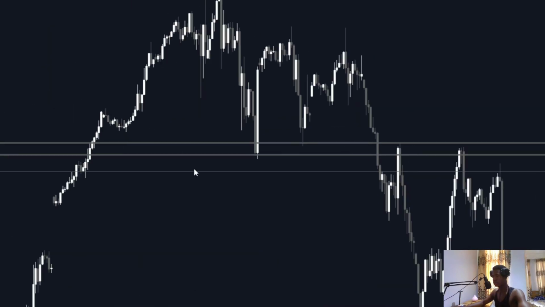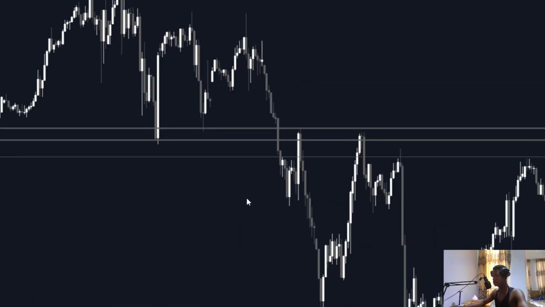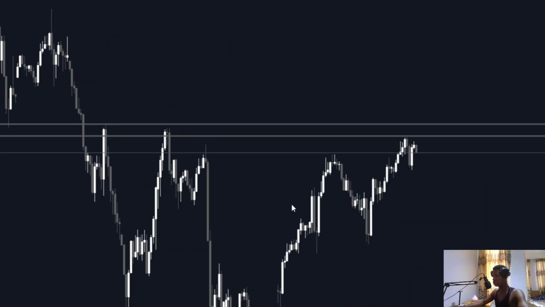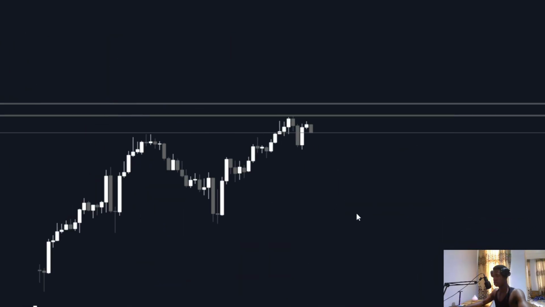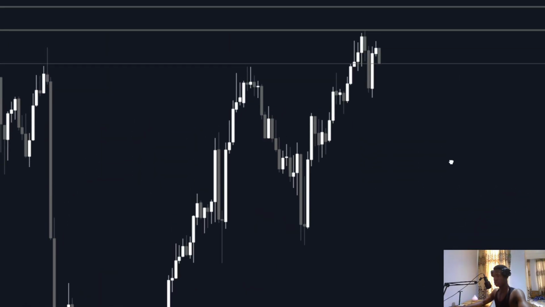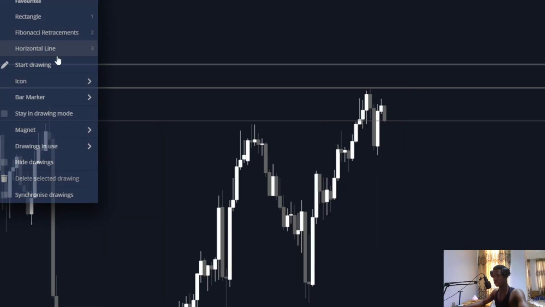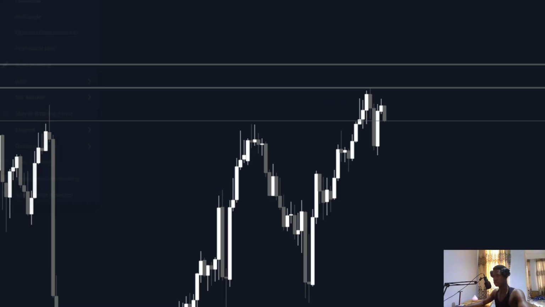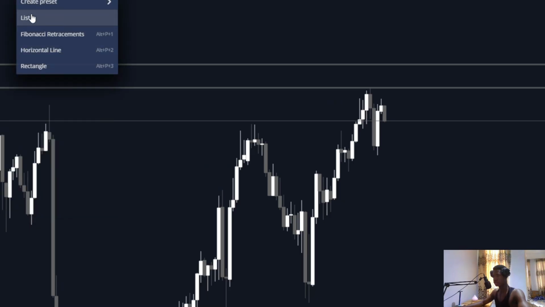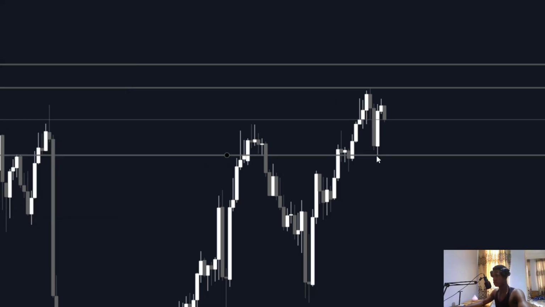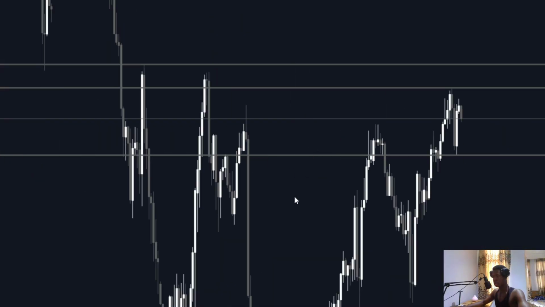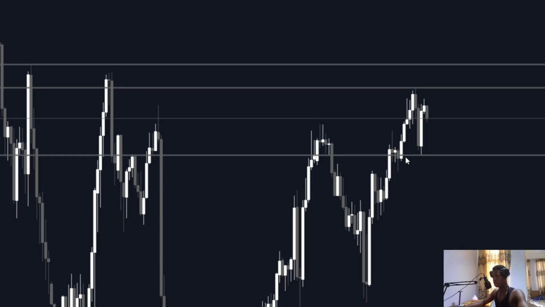Yeah, so we have some buyers which were at this level, and when price broke, sellers started coming into the market there. And let's see what else we have. Okay, we have this level here. We have that level there where buyers were at.